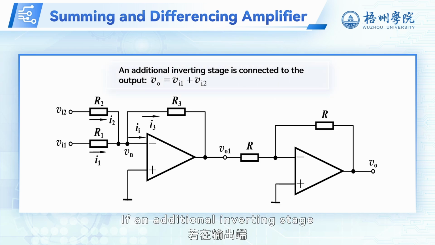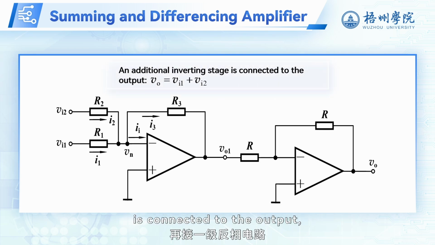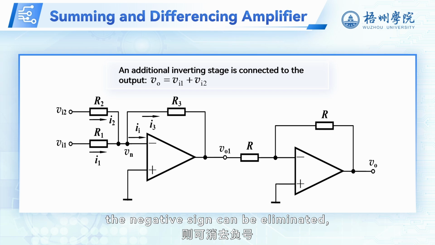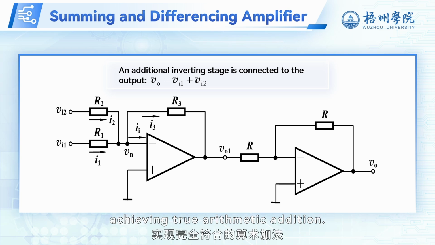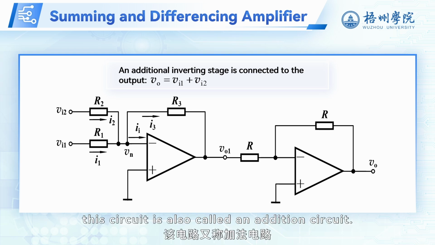If an additional inverting stage is connected to the output, the negative sign can be eliminated, achieving true arithmetic addition. Therefore, this circuit is also called an addition circuit.